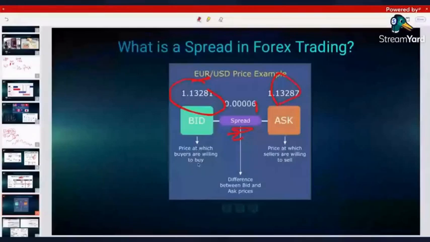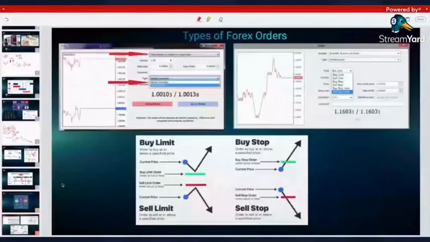The price at which you buy or are willing to buy, the price at which sellers are willing to sell. So the difference, as I said earlier, is what spread is all about. Into orders now, there are different orders in Forex. Orders fall into two buckets generally. Market orders are orders instantly executed against a price that your broker has provided you. While we have the pending orders, which are orders to be executed at a later time.